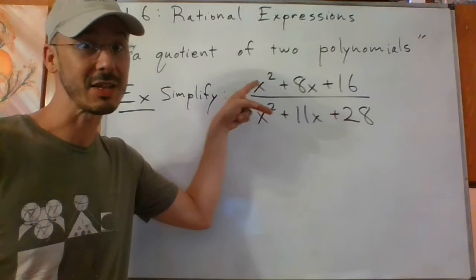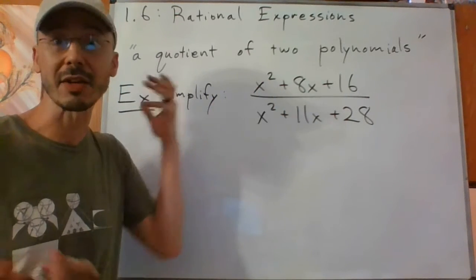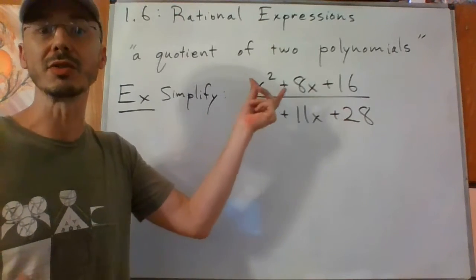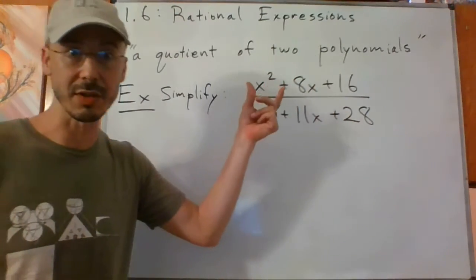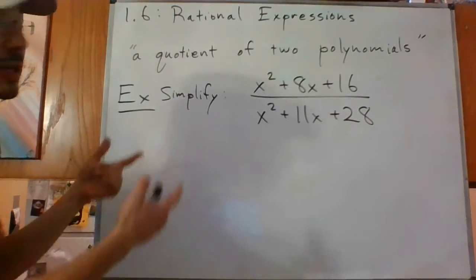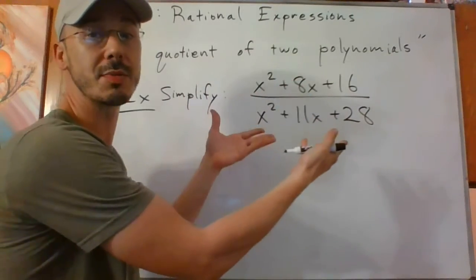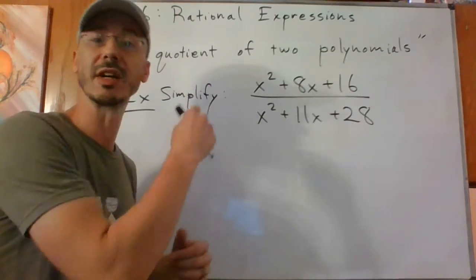But we cannot cancel these. They're not factors. They're terms in the numerator. Well, it's a term in the numerator, it's a term in the denominator, but it's not a factor. What we need to do in order to simplify this expression is factor both of those polynomials and then remove the common factors.